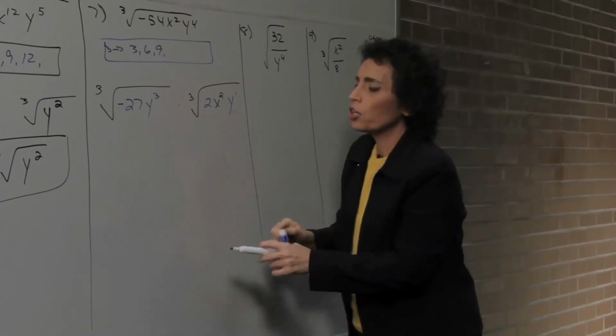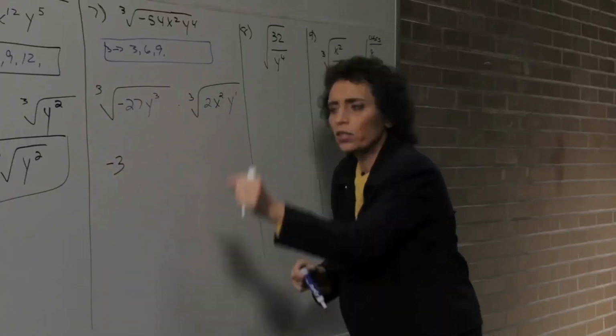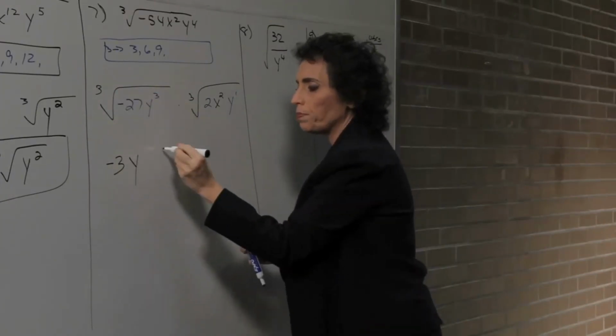Okay, so now we're going to cube root it, and we get negative 3, because negative 3 times negative 3 times negative 3 is negative 27. Keep the base. 3 divided by 3 is 1.